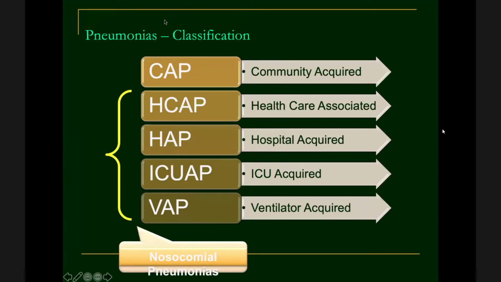As a classification, it is classified as community-acquired pneumonia. Another is healthcare-associated pneumonia, hospital-acquired pneumonia, ICU-associated pneumonia, and then ventilator-associated pneumonia. All these, healthcare-associated, hospital-acquired, ICU-acquired, and ventilator-associated pneumonia, come under nosocomial pneumonias.